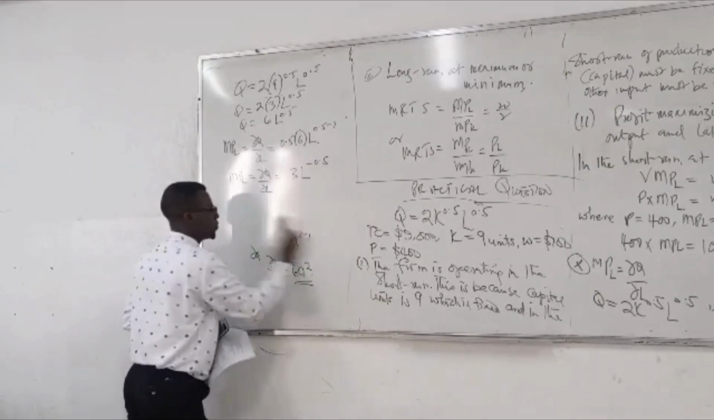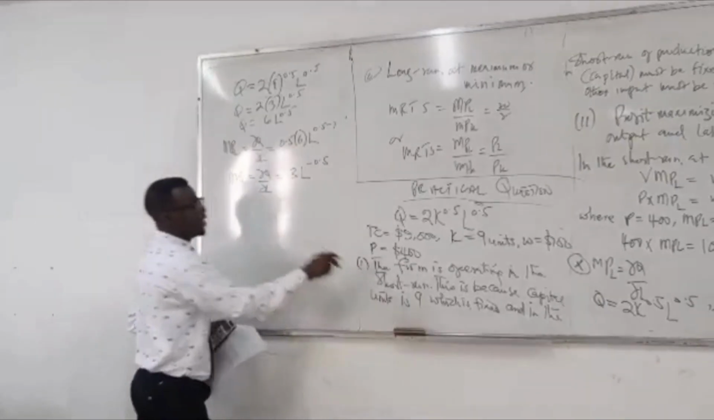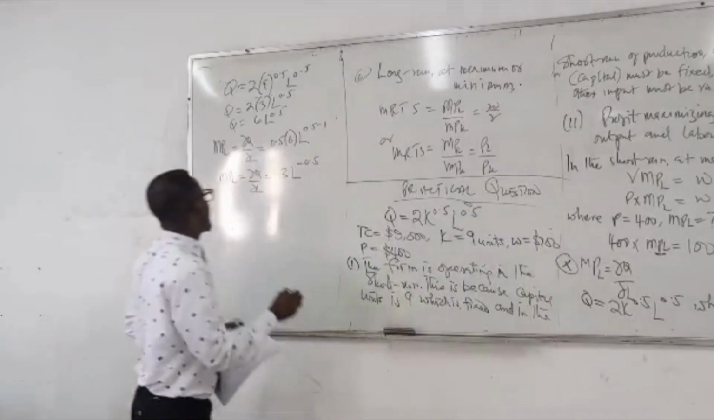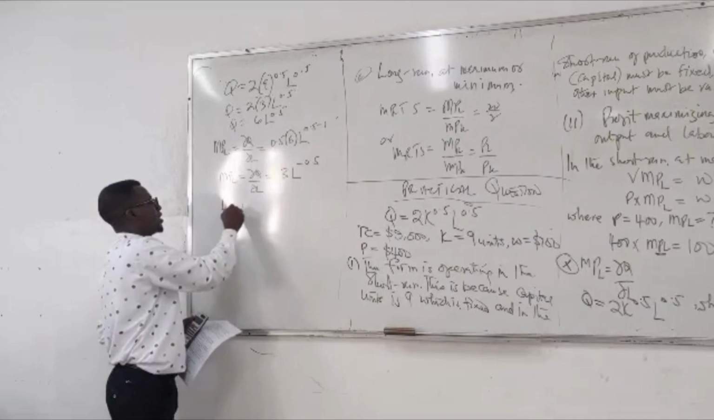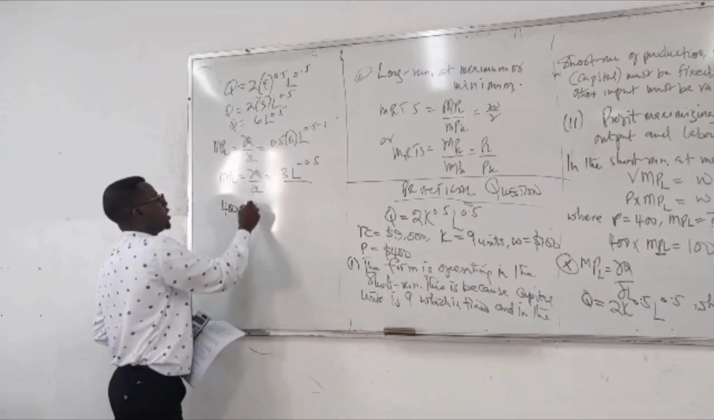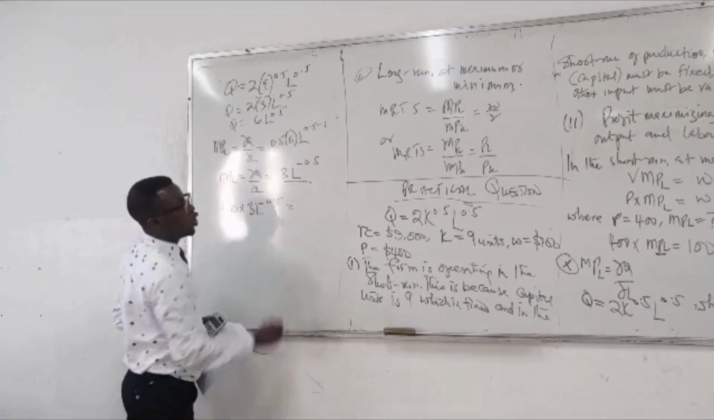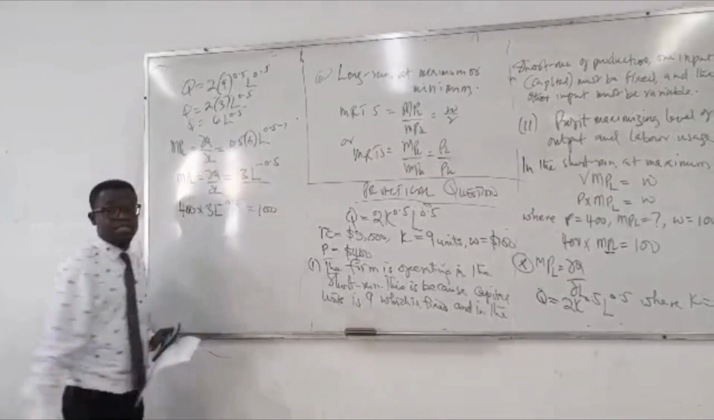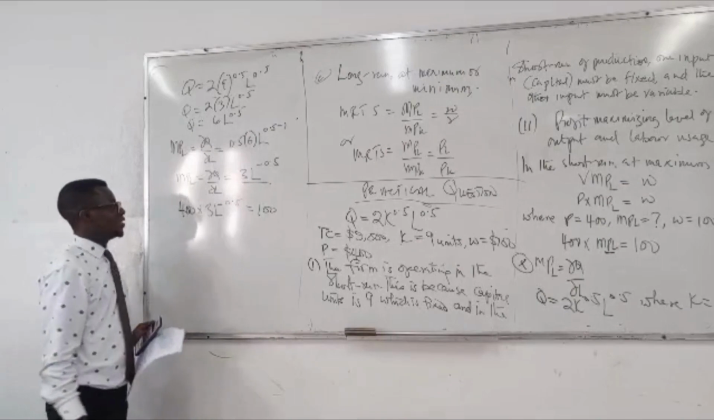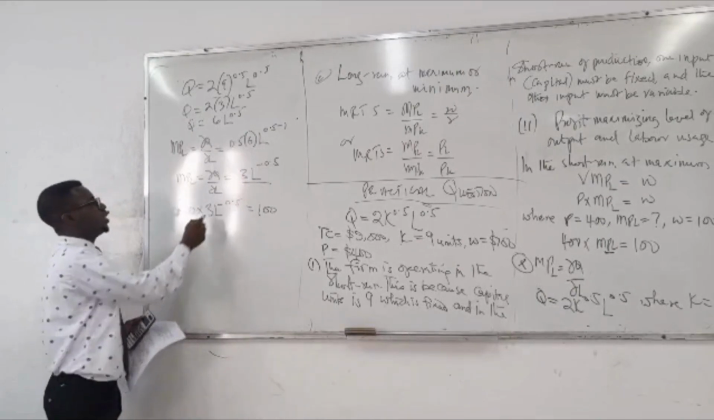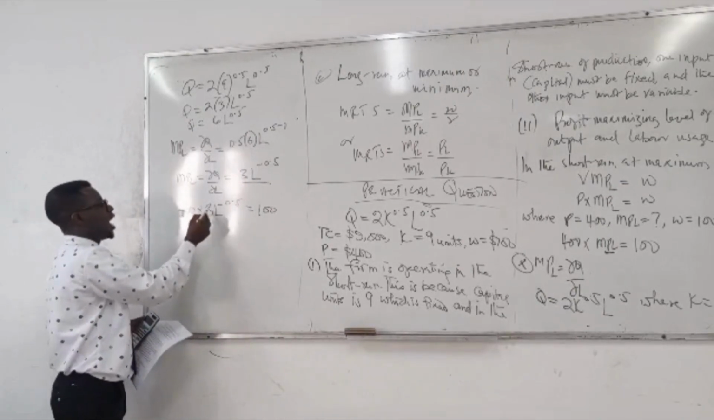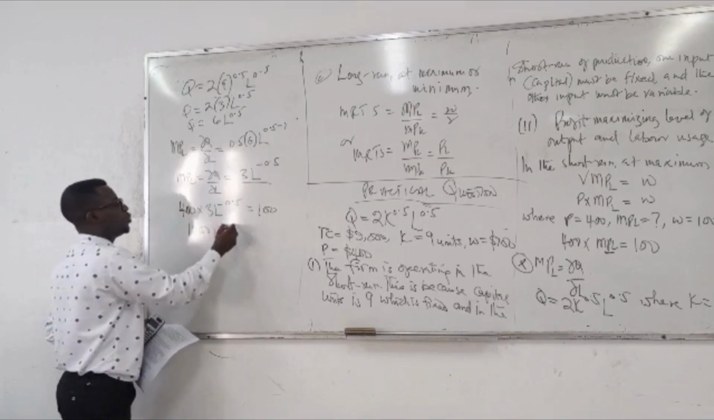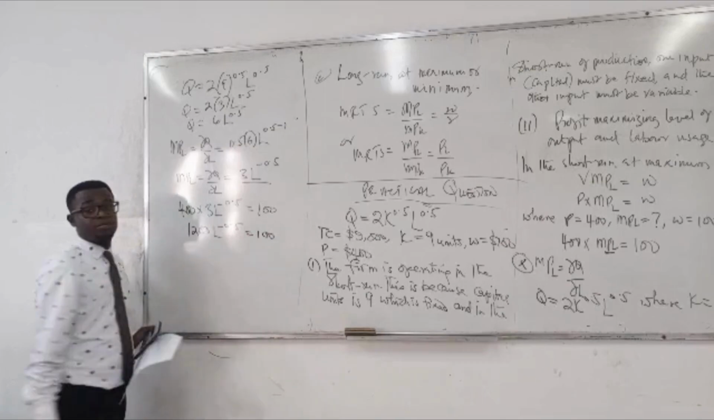Having gotten my MPL, I now come back and write 400 times my MPL, 3L^-0.5, equals 100. That's it. Since these two are multiplying together, I multiply 3 by 400 and I get 1,200. L^-0.5 equals 100.